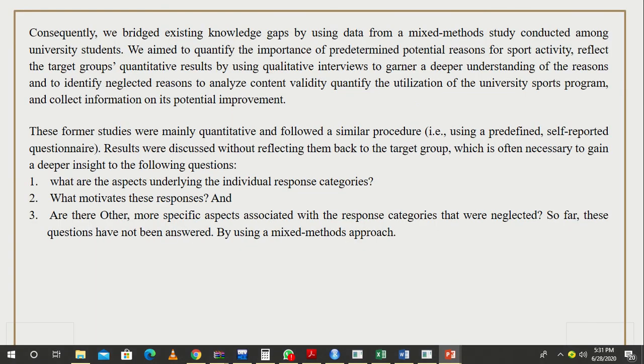Based on that, several questions might be necessary to gain deeper insight for this project. What are the aspects underlying the individual response categories, and what motivates those responses? Are there other more specific aspects associated with the response categories that are neglected?